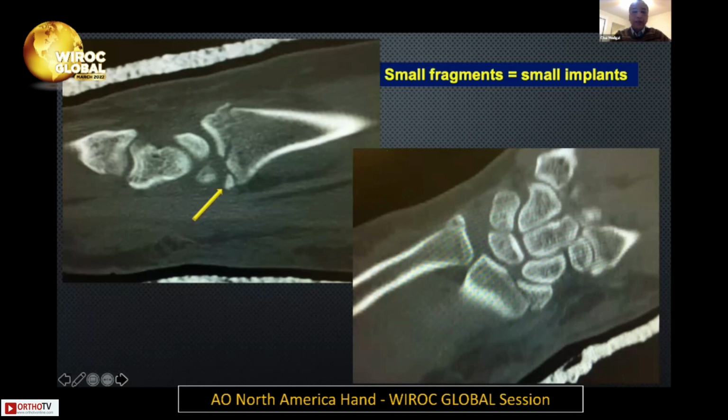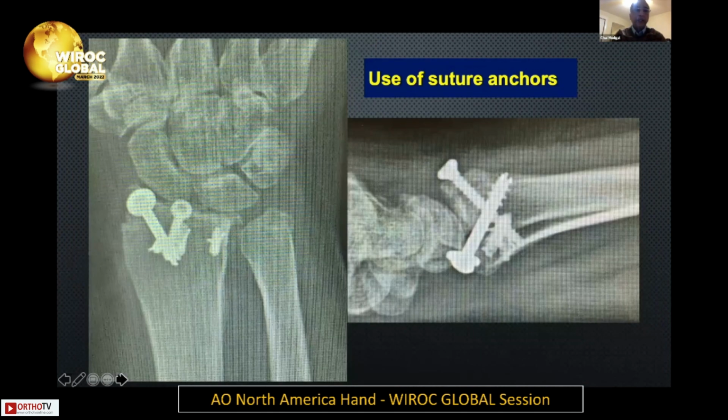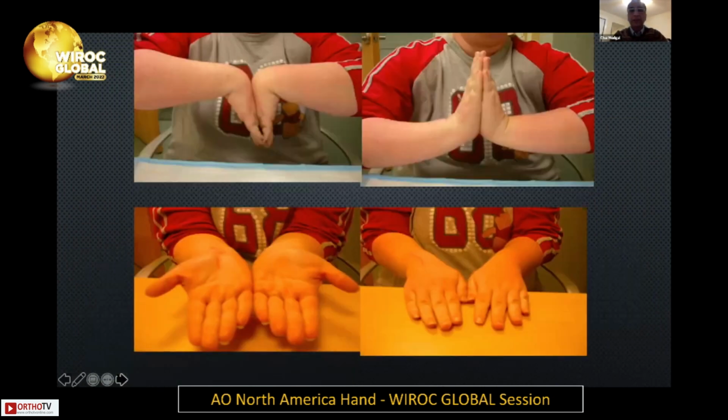Now we know that this fracture geometry is predictable and consistent in radiocarpal fracture dislocations type 2. So when you have these small fragments, you cannot really fix them with a plate. And therefore I say small fragments means small devices. So I chose to fix each fragment on its merits with a screw, either cannulated or not, and I fixed the lunate facet fragment with a suture anchor. So that's another trick to remember. And here she is at about 1 year.